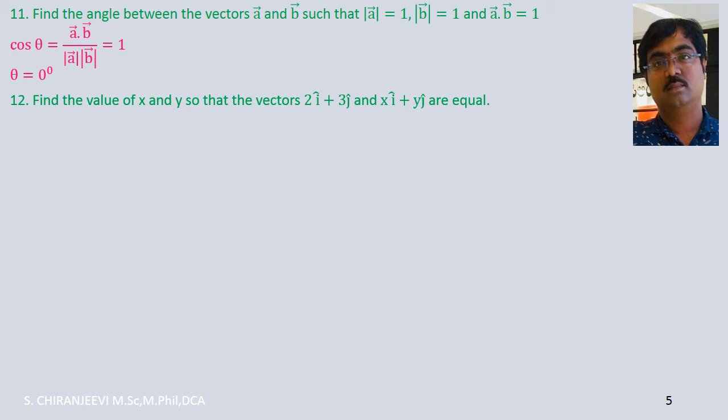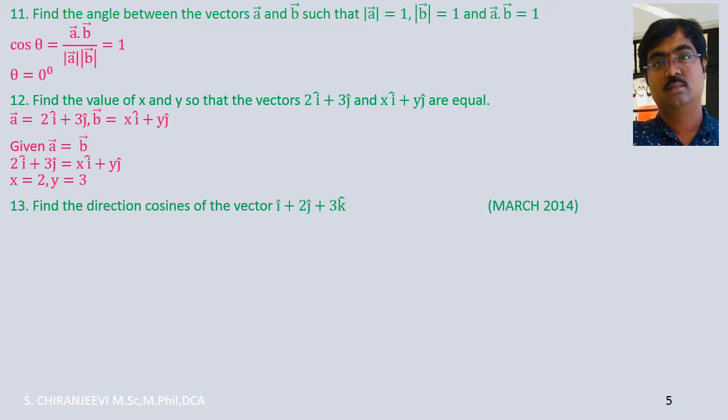Find the value of x and y so that the vectors 2i plus 3j and xi plus yj are equal. So A equal to 2i plus 3j, B equal to xi plus yj, A equal to B, 2i plus 3j equal to xi plus yj. So now equating, x equal to 2 and y equal to 3.